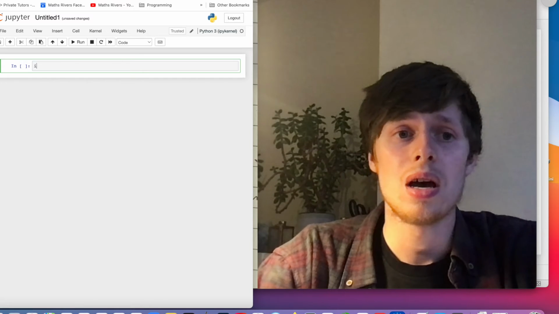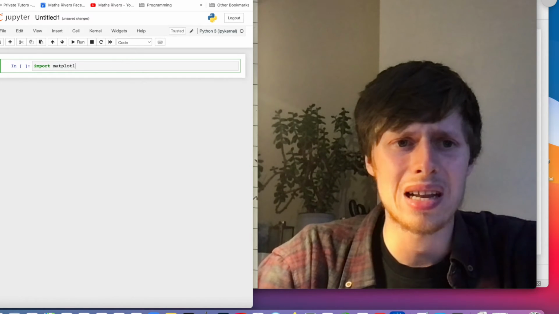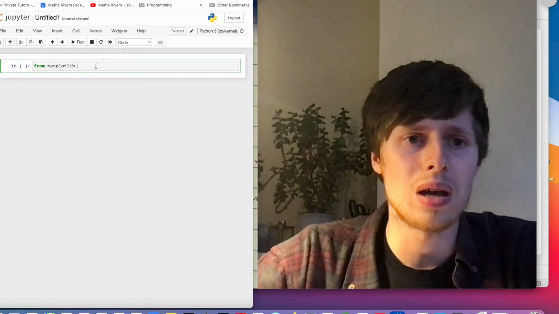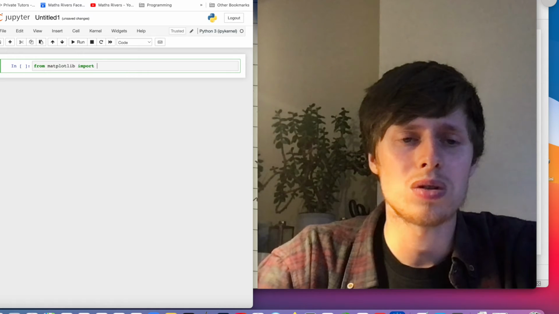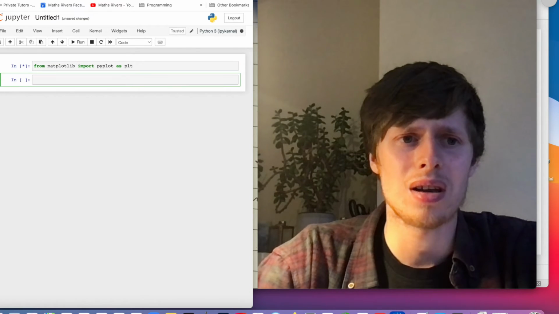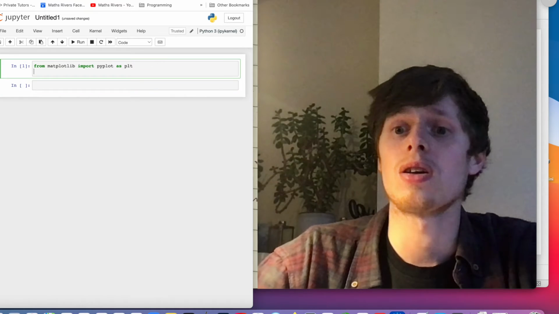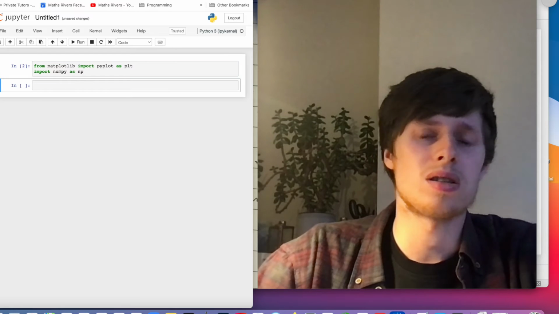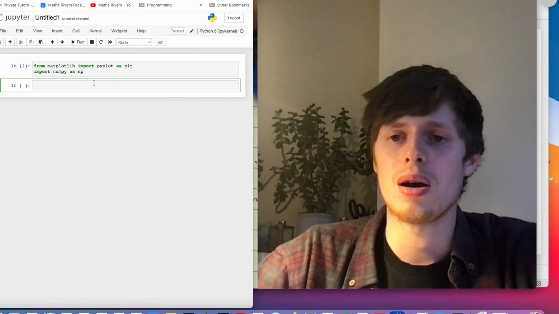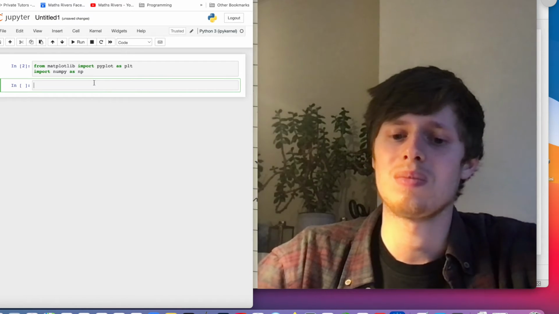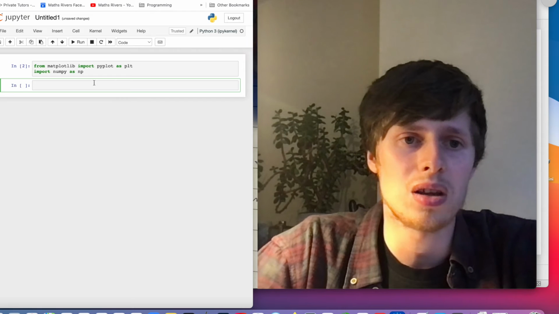So I'm going to import a library. I think it's called matplotlib. From matplotlib import pyplot as plt. Is that right? It doesn't look like it's bugging, thank goodness. And then I'm going to import numpy as np. Numpy is a library that's going to help me create a list that goes up by the same amount each time. I quite like it. It's called linspace.